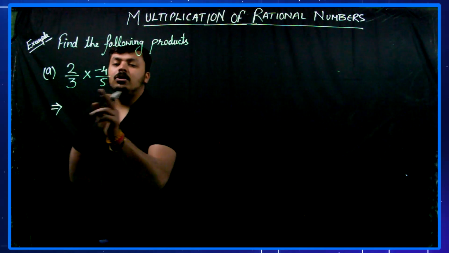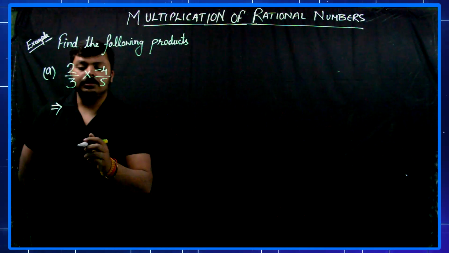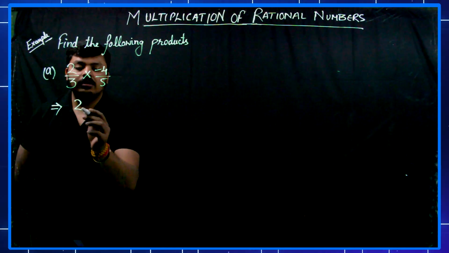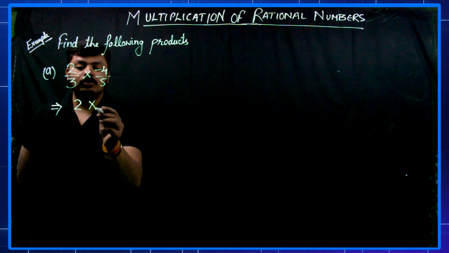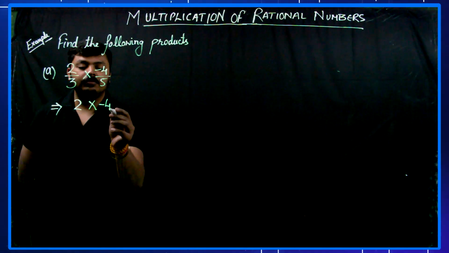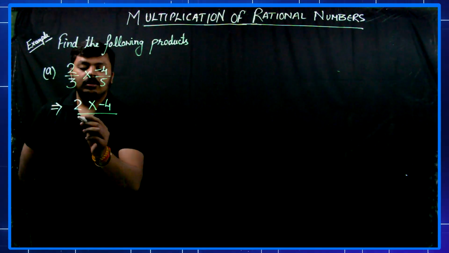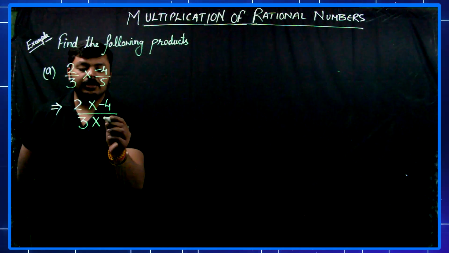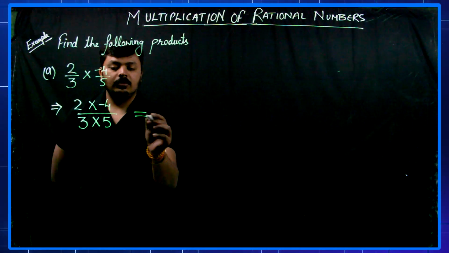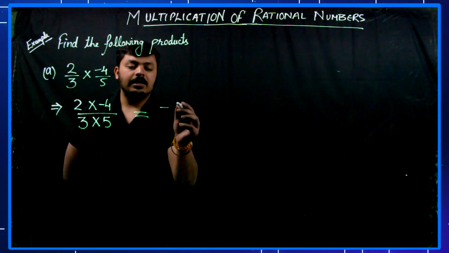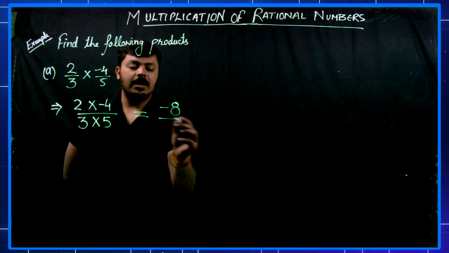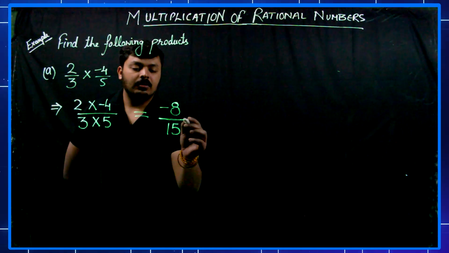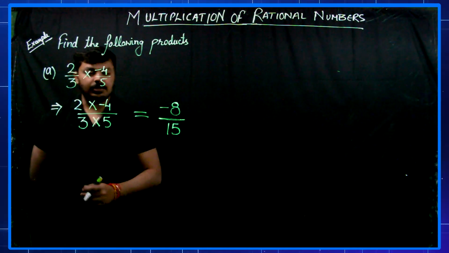So we have to find the product of two rational numbers. To find the product, we need to multiply the numerator of one fraction with the numerator of the other fraction, upon the denominator of one fraction with the denominator of the other fraction. So we get minus 8 by 15 as our product of the two rational numbers.